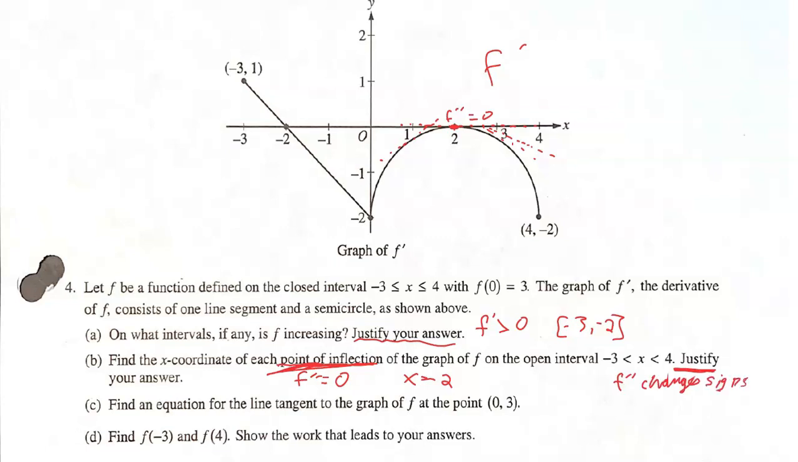You wouldn't want to just say f double prime equals 0 for your justification, because we've shown that a few times in this packet, we can get a second derivative value of 0 but not get a sign change. Okay, so this is our justification, and at x equals 2, that's definitely one of our answers. But there is one more.